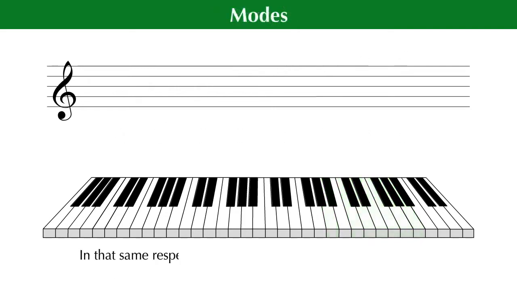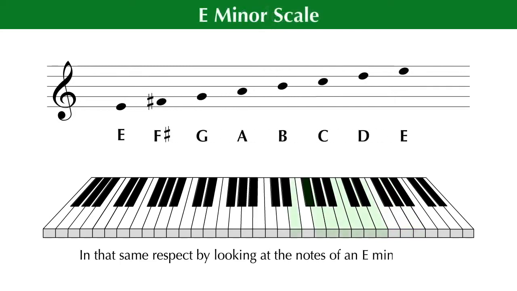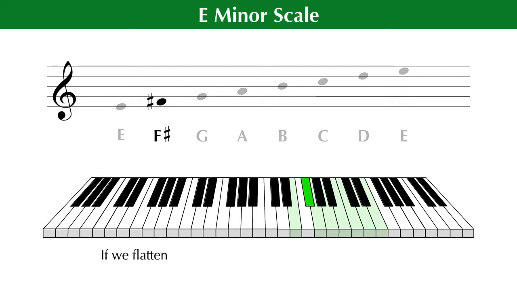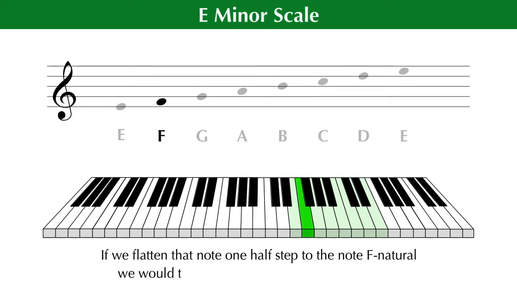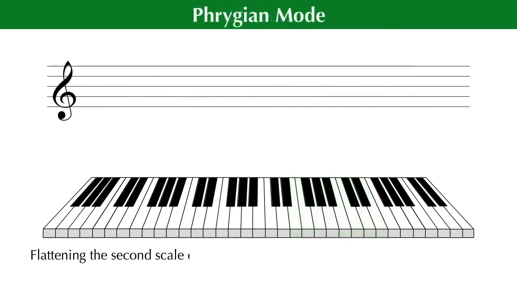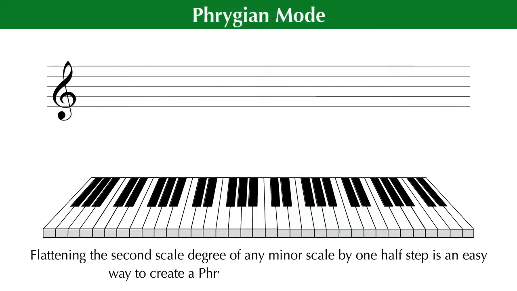In that same respect, by looking at the notes of an E minor scale, we can see that the second scale degree is the note F sharp. If we flatten that note 1/2 step to the note F natural, we would then be playing the notes of E Phrygian. Flattening the second scale degree of any minor scale by 1/2 step is an easy way to create a Phrygian mode above any given note.